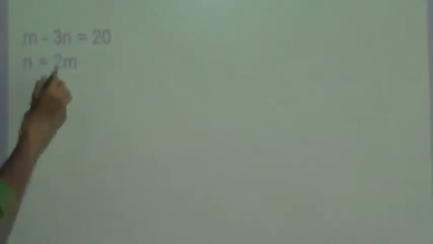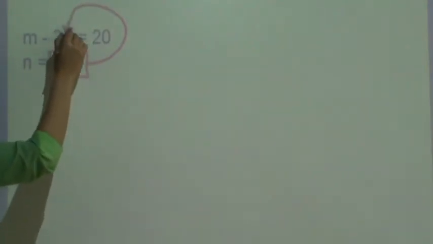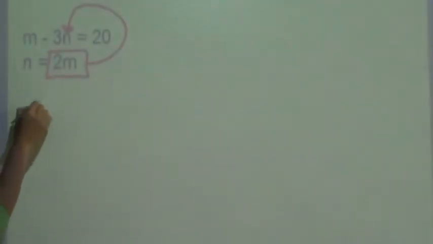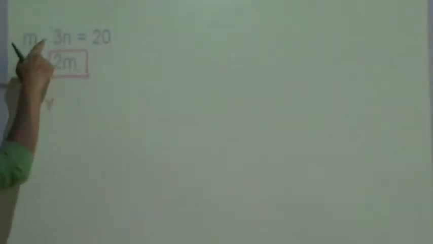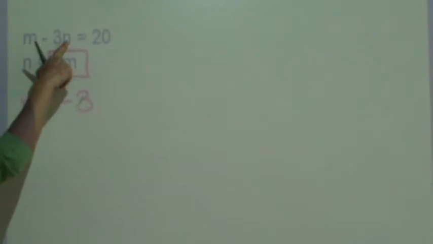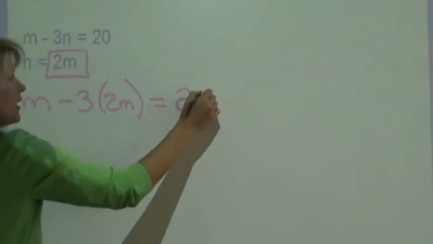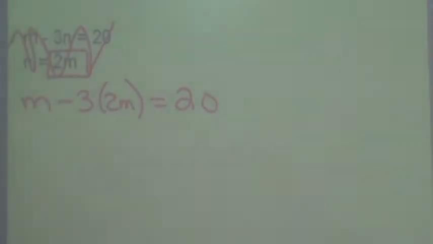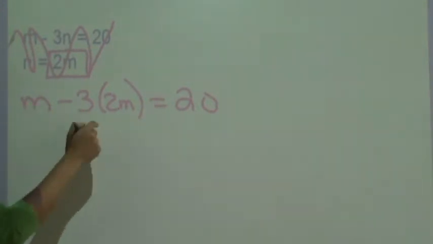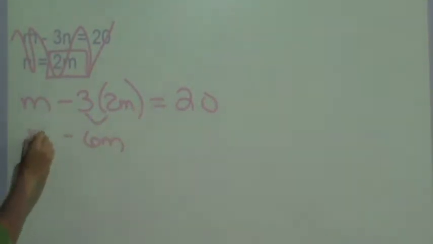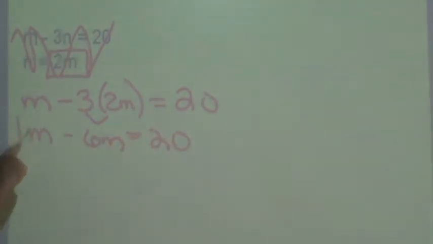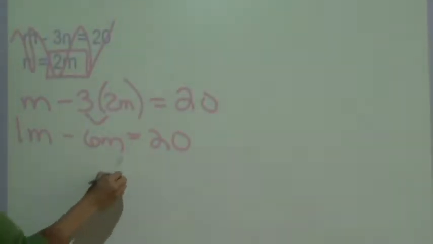So here I'm going to take 2m, and I'm going to put it in the other equation where n is. Okay, so bring down my m, go minus 3, but instead of n, I'm going to replace it with 2m. Bring down my equals, bring down my 20. Okay, now I don't have to look at this anymore for a while. Just take it from here. Well, I'm going to simplify this. This is 6m. Okay, 1m minus 6m is negative 5m.